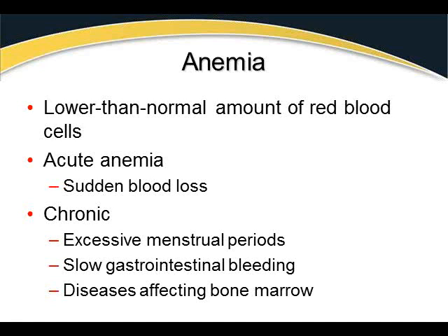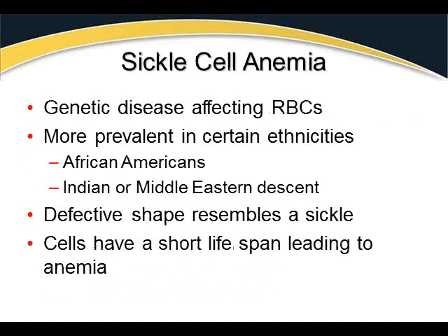Slow GI bleeds. The body takes a certain amount of time to regenerate blood cells. It doesn't just make them overnight and dump them in. It can take several weeks for red blood cells to return to normal levels. And then diseases affecting the bone marrow. Like I mentioned before, people with leukemia will often have issues with appropriate levels of white cells. But you can also have people who just don't make enough red cells.